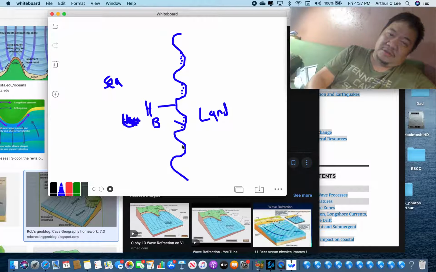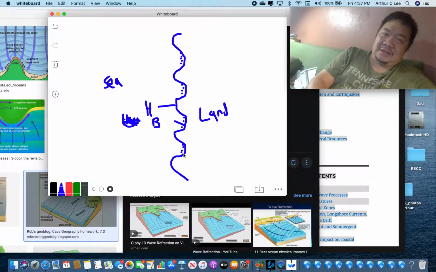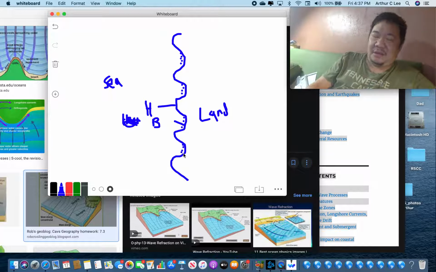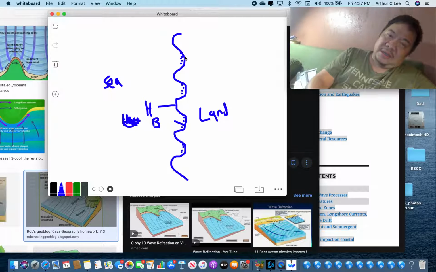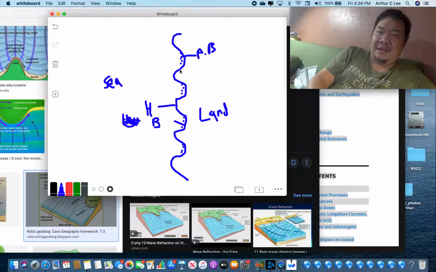Typical emergent coastline. Scotland's the same way. Scotland is an emergent coastline. So you've got these beaches, and these are called pocket beaches. Like you have pockets in your pants, pocket beaches. So you've got these pocket beaches, and here you've got these headlands that stick into the ocean, and there's sea cliffs here.